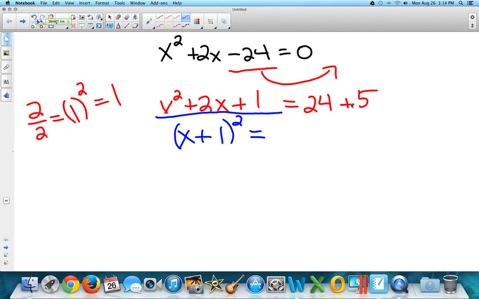Over here I'll add 24, and I actually made a mistake. This shouldn't be a 5. This should have been a 1. Okay, so I'll take 24 plus 1, and I'll get 25.